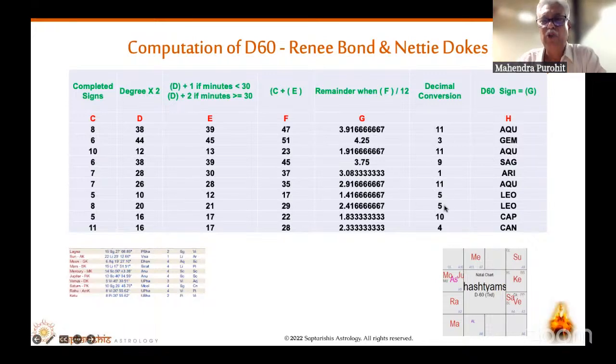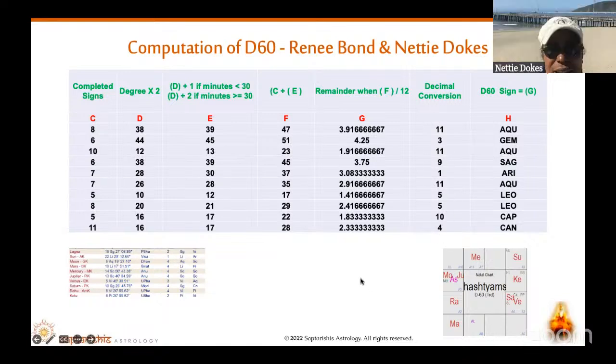This is the correct value. I will show you how, but can you please tell me how you got it? Because when you divide 47 by 12 by calculator, you will get 3.91 something. Then 51 divided by 12 gives you 4.25. But how did you get these values? These are the remainders. Yes, yes. Can you see me? Can you hear me? Okay, this is Nettie.